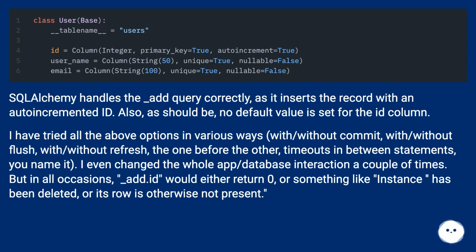I have tried all the above options in various ways, with / without commit, with / without flush, with / without refresh, the one before the other, timeouts in between statements, you name it. I even changed the whole app/database interaction a couple of times. But in all occasions, _add.id would either return 0, or something like instance has been deleted, or its row is otherwise not present.